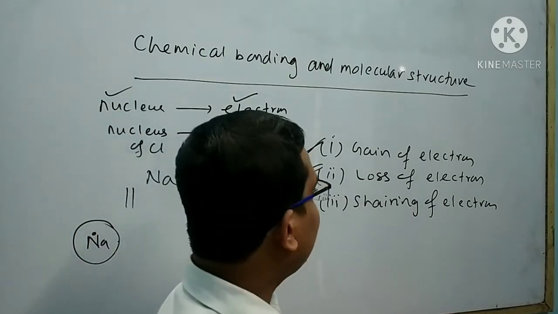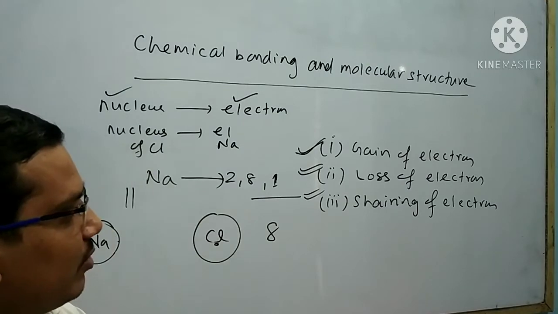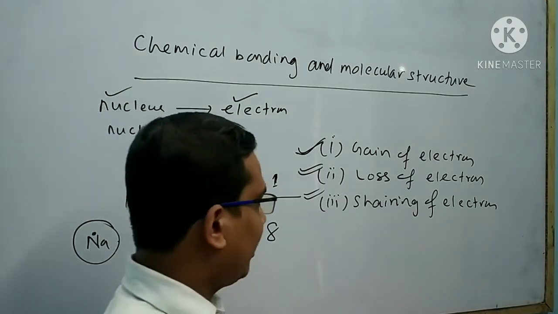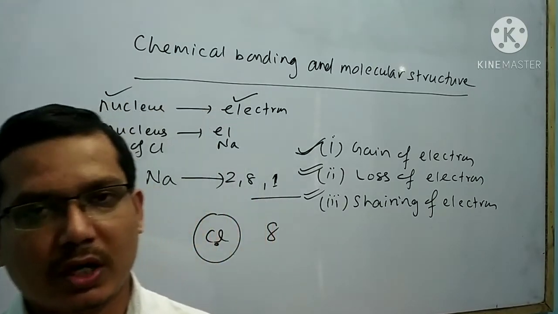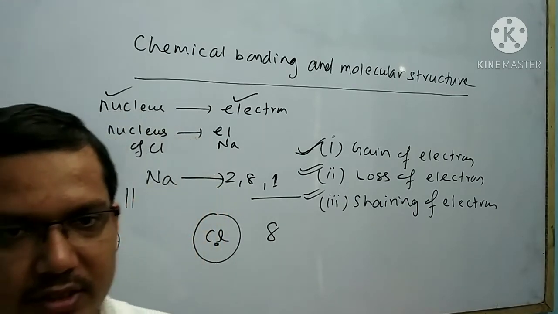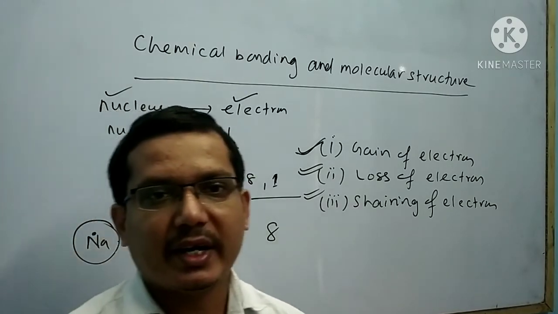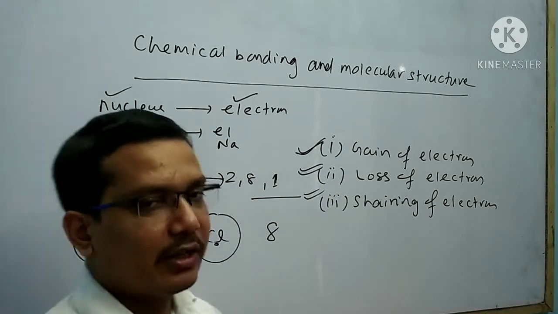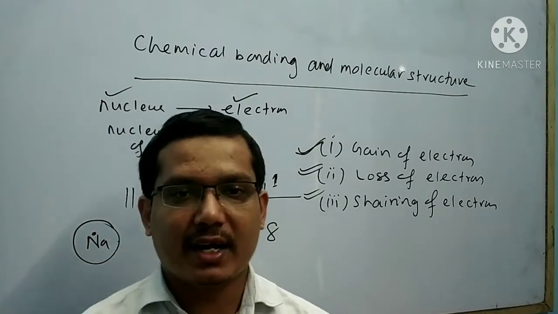How do atoms attain stability? By the help of three ways: one is gain of electron, second is loss of electron, third is sharing of electron. Then we can conclude why atoms want to make a chemical bond. There are many causes for chemical bonding. First is to attain the inert gas configuration. Second is to result in net attractive force.